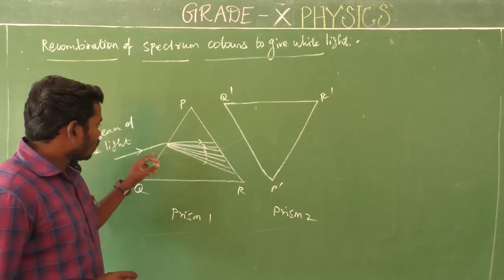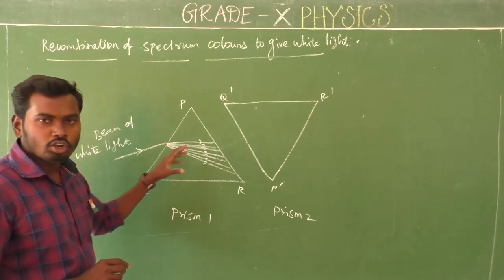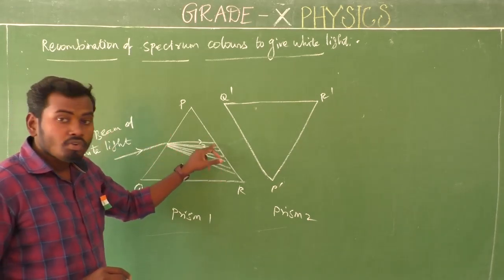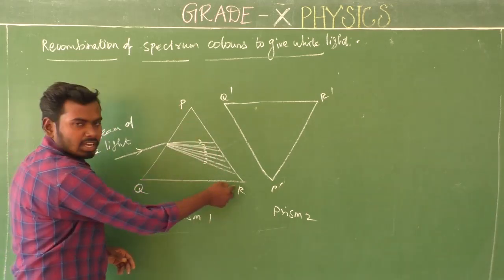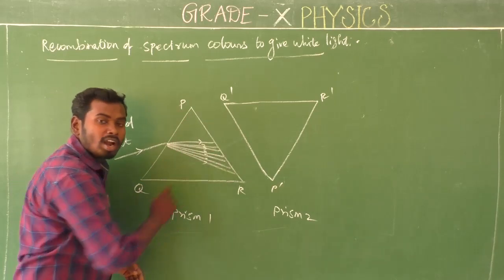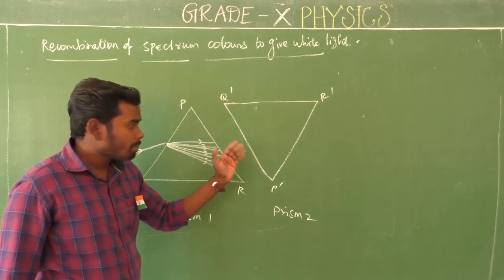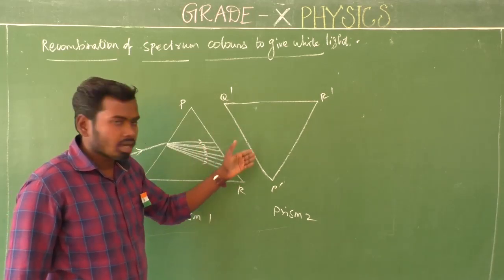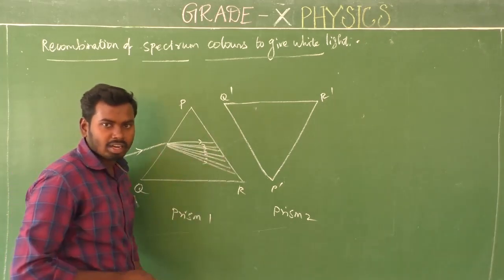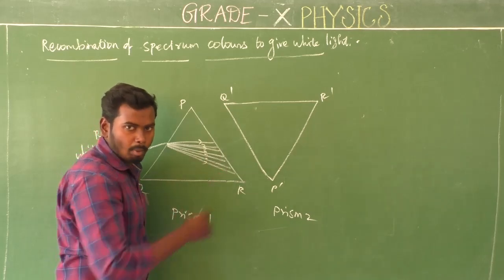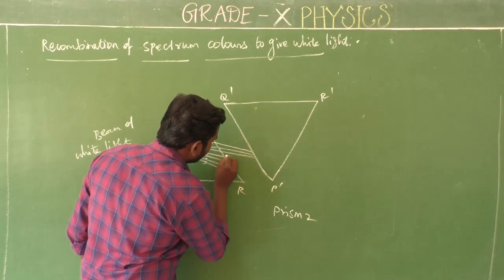This first glass prism splits the white light into 7 colors. The 7 colors fall on the second surface of the first prism PQ. There is a gap, there is air medium between both glass prisms. Next, what will happen? These refracted 7 colors should come out. So next, the 7 colors.